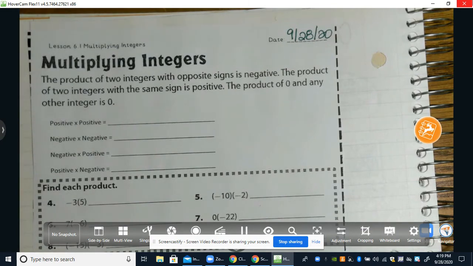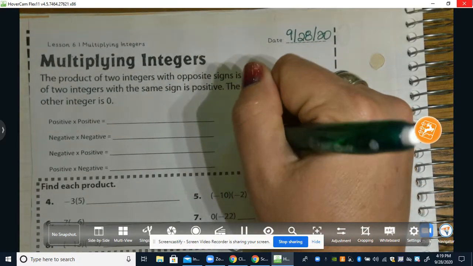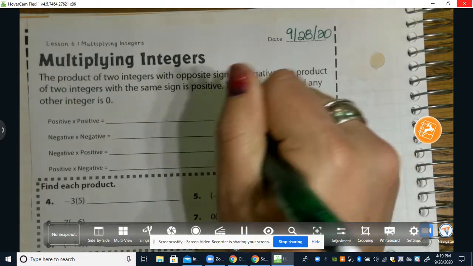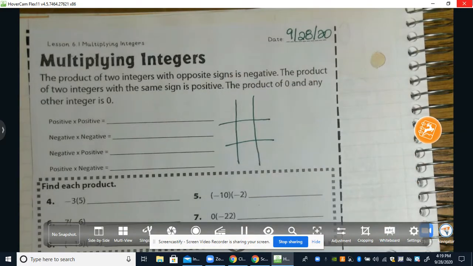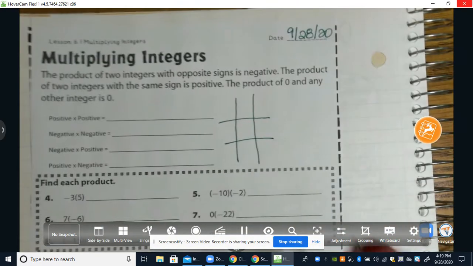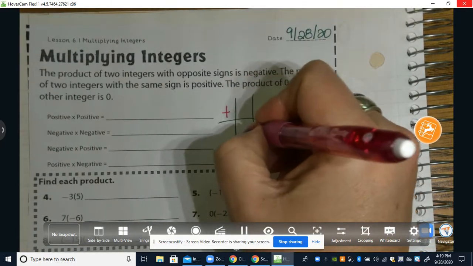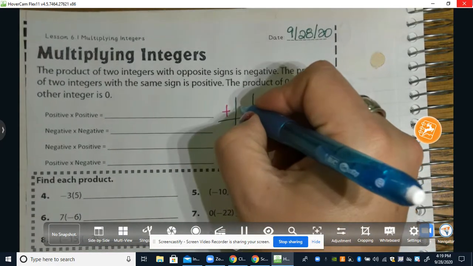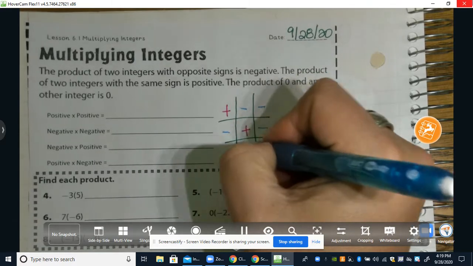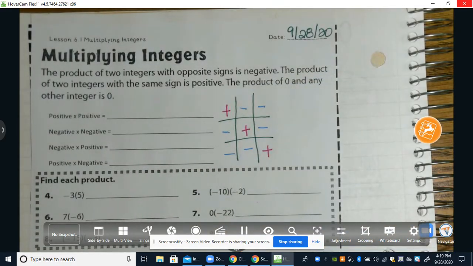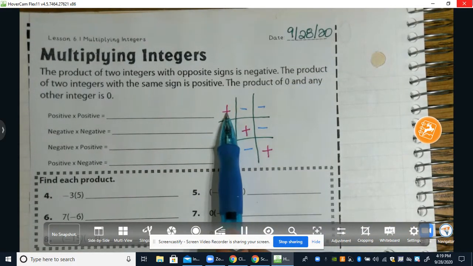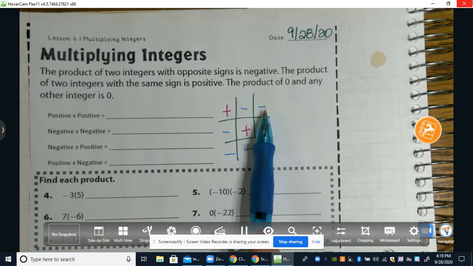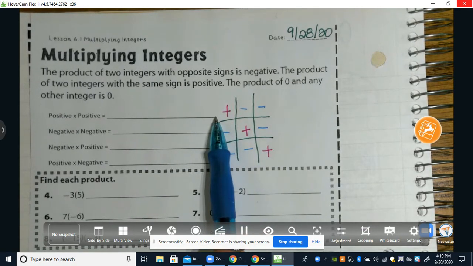So I'm going to show you two little tools that I use to help us remember. I'm going to draw a tic-tac-toe board. On my tic-tac-toe board, on only one diagonal, I'm going to put positive symbols, and then I'm going to fill in the rest with negative symbols. This is a reminder that a positive times a negative gives me a negative, and it works backwards. A negative times a negative gives me a positive.